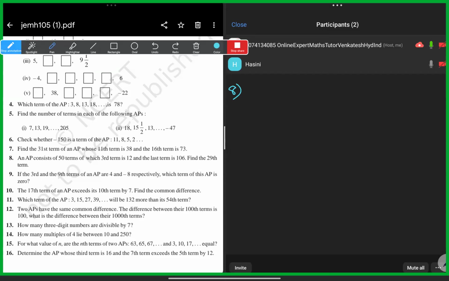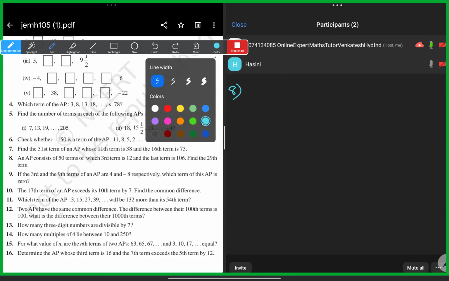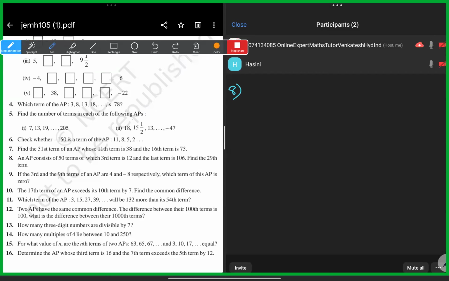So the 8th one, Hasni, once you read the question. An AP consists of 50 terms, of which the third term is 12 and the last term is 106. Find the 29th term. They said the AP consists of 50 terms, meaning the 50th term is the last, no? Yes, sir.